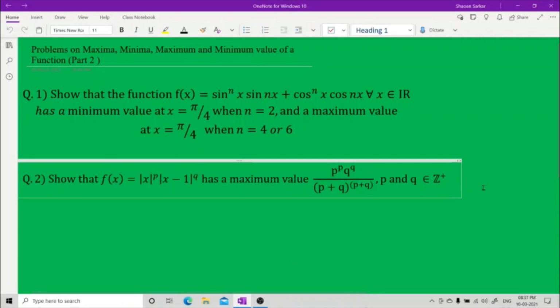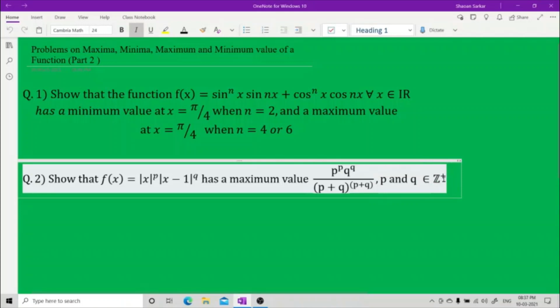You need to show that the second derivative here, when p and q belong to integers, that means positive integers, always means positive integers, 1, 2, or so, this has a maximum value. That means f double dash x is less than 0. That's what it means. F double dash x को यहाँ पे less than 0 दिखाना पड़ेगा.